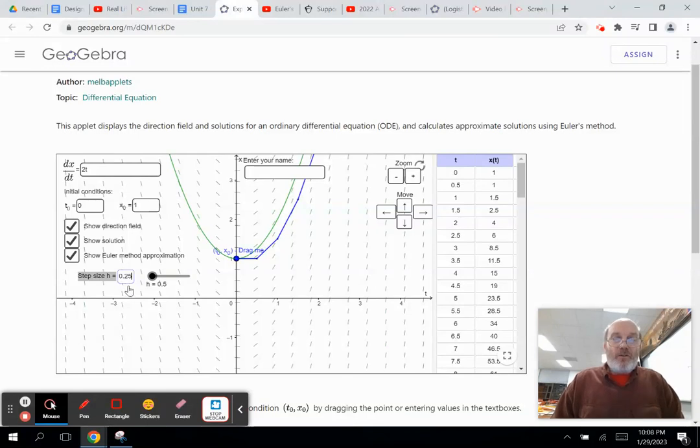Making the step size smaller, you see how it gets closer and closer. I'm going to go to 0.1 now. Oops, that's already 0.1. That's 1. Look how close the Euler's method approximation is to the curve. Let's go to 0.01 for step size. You can't even distinguish it from the curve.